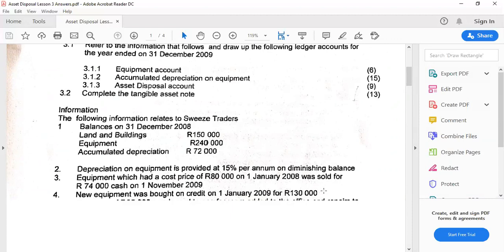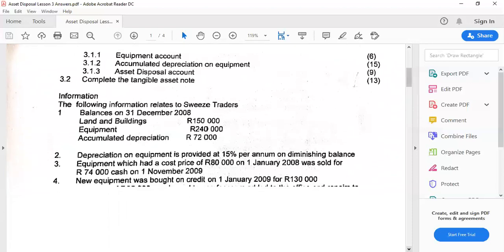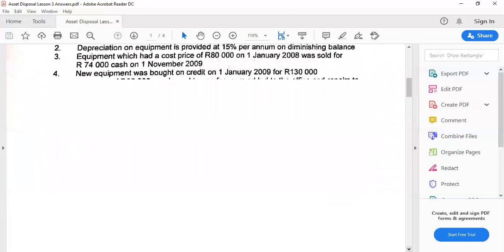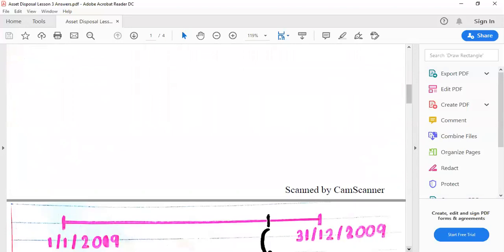Okay, so because this equipment was purchased on the 1st of January 2008, and that means that the financial year would have then ended on the 31st of December 2008, that is 1 year's worth of depreciation. Okay, so it was owned 1 year prior to us selling it. So from the 1st of January 2008 to the 31st of December 2008. So we will work out the 2008 depreciation.